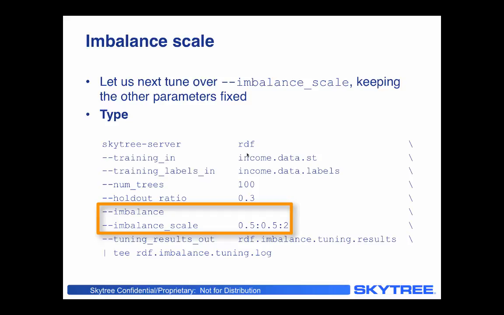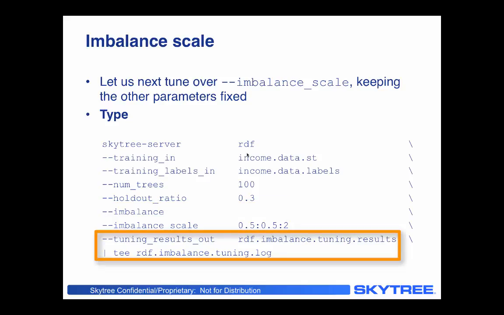So for each value of this parameter, Skytree will sample the two classes accordingly. For example, for imbalance scale 1.5, the majority class will be downsampled and the minority class will be upsampled with replacement, so that they both have the same number of points, which is going to be 1.5 times the number of points in the original minority class.